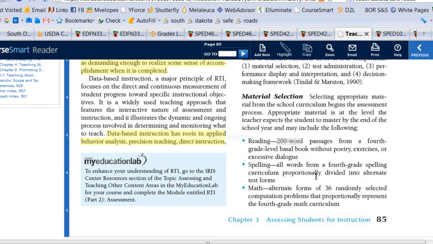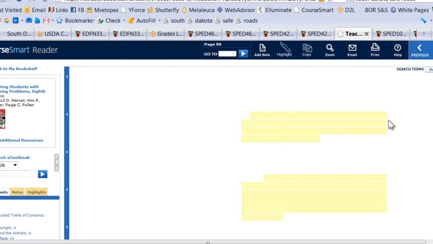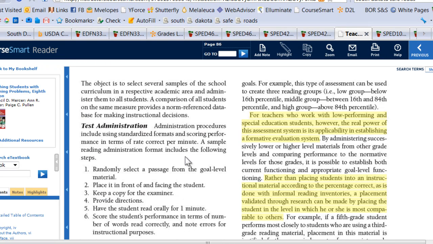Or spelling, all words from a 4th grade spelling curriculum proportionally divided. Or math, 36 randomly selected computation problems. These are all assessment possibilities of selecting that material. And the object of these samples of the school curriculum is to represent academics, what they can do.